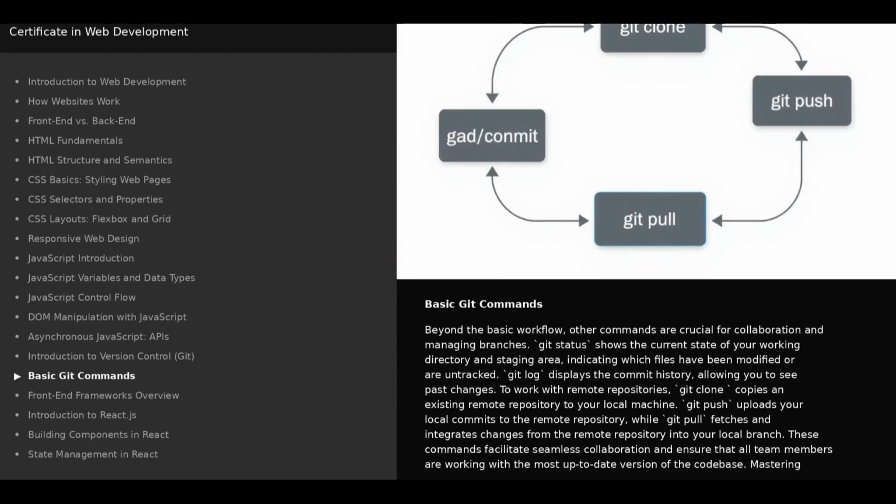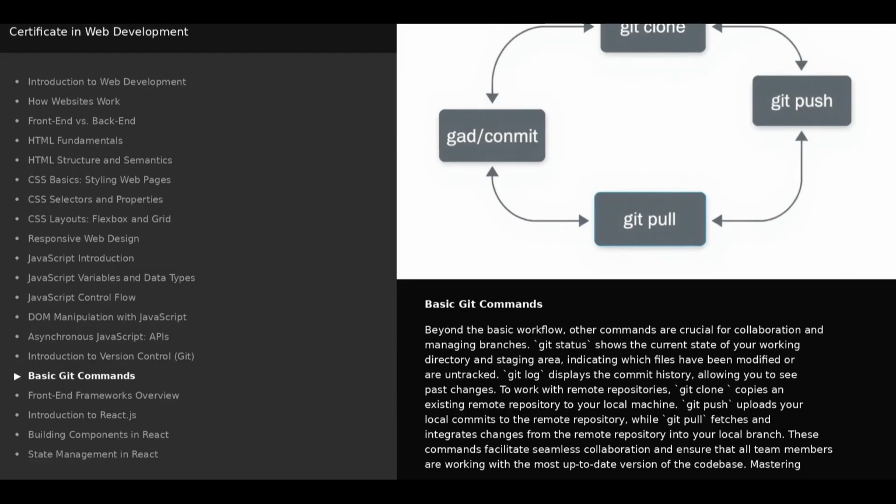Beyond the basic workflow, other commands are crucial for collaboration and managing branches. Git status shows the current state of your working directory and staging area, indicating which files have been modified or untracked. Git log displays the commit history, allowing you to see past changes.